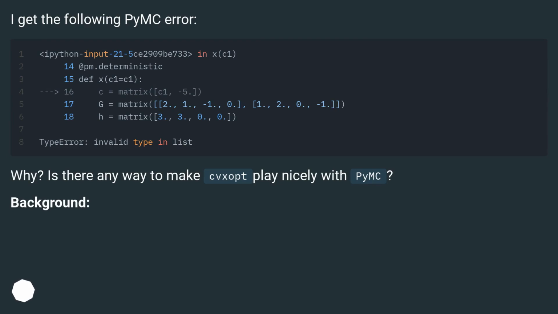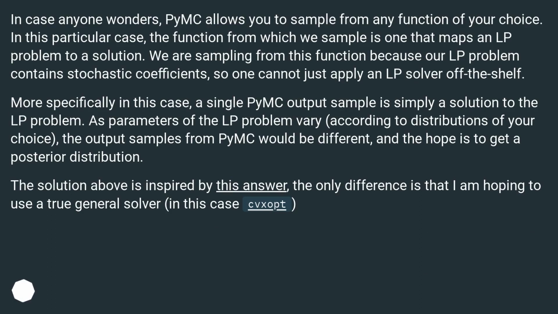Background. In case anyone wonders, pymc allows you to sample from any function of your choice. In this particular case, the function from which we sample is one that maps an LP problem to a solution.